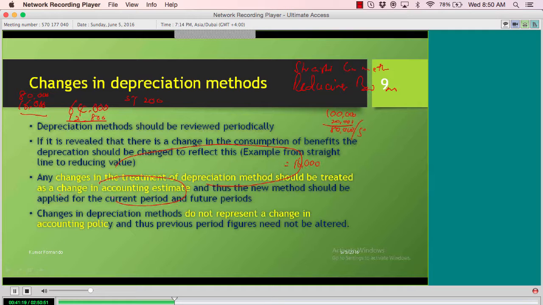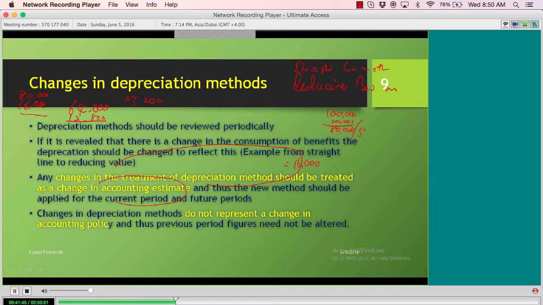I remember someone asked me, isn't it having an impact on consistency? In a way, it's true, but we are in the business of estimated figures. Our estimates can go right, estimates can go wrong. We want to go with the best possible estimate, and therefore it is not a change in accounting policy, and therefore no need to change the comparative figures.